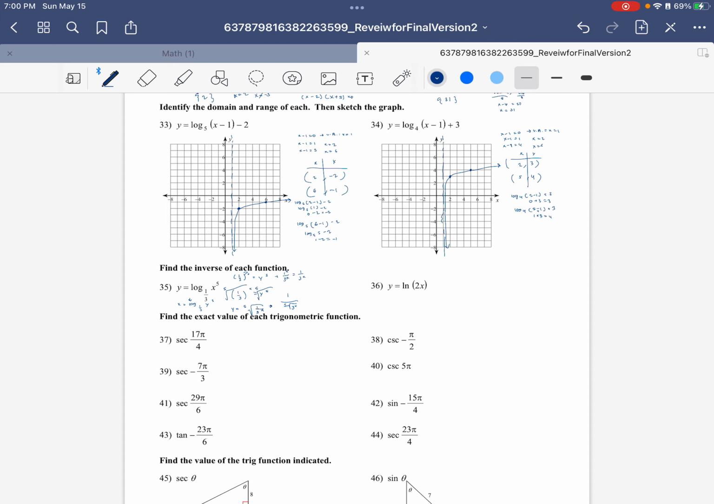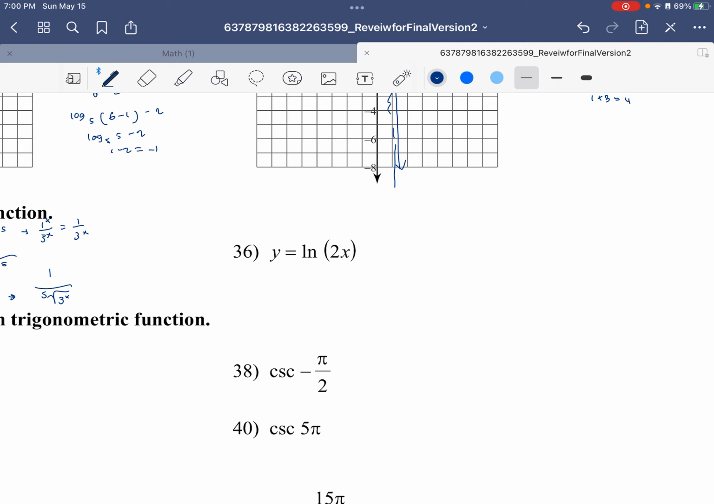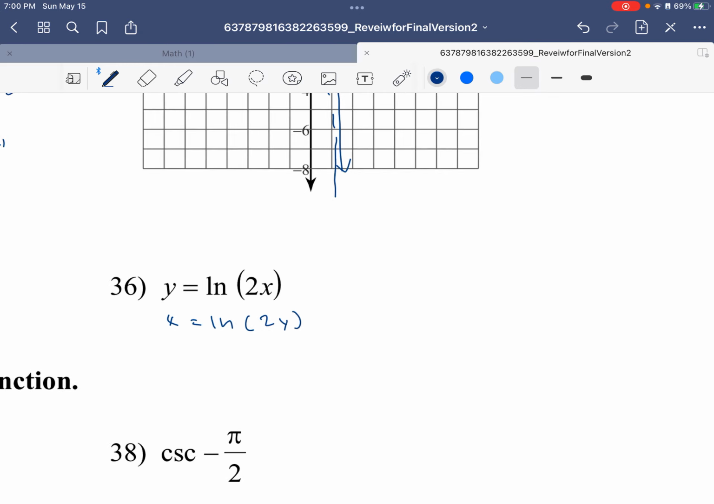Now for the next one. y equals ln 2x. So same thing, replace y with x, and then replace x with y, solve for y. So I write it as an exponential function, and I'm going to use e. So e to the x equals e to the ln 2y.